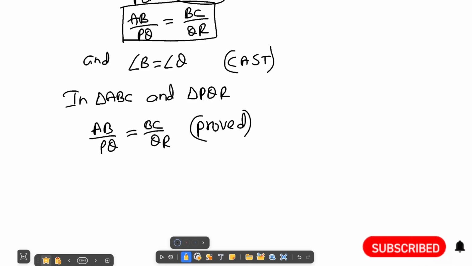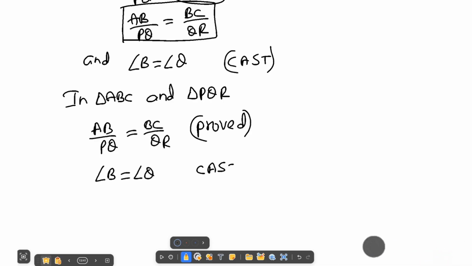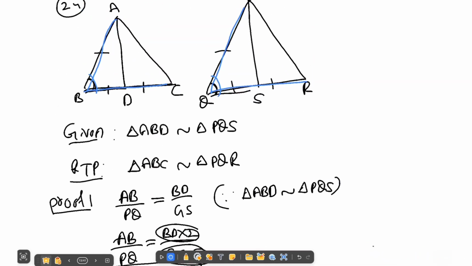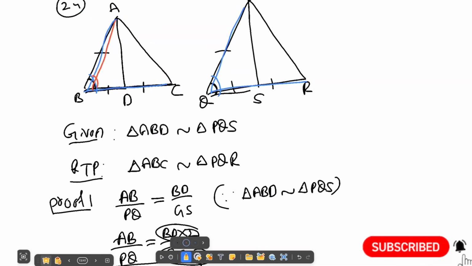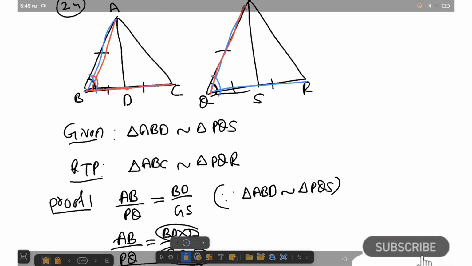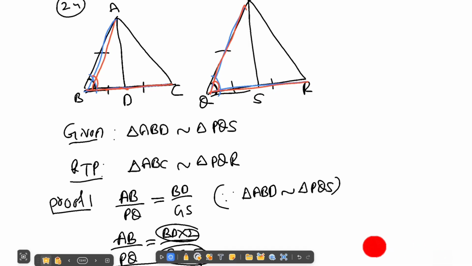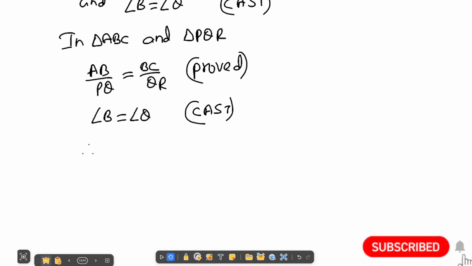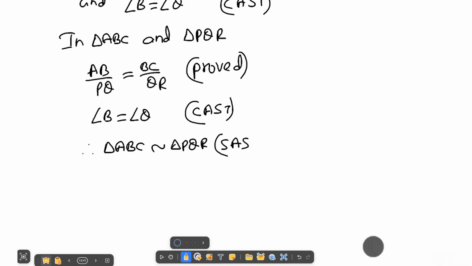Also, we proved that angle B is equal to angle Q, as they are corresponding angles of similar triangles. So by side angle side similarity, both the triangles are similar. Therefore you can write triangle ABC is similar to triangle PQR. So this is by side angle side similarity. Hence proved.